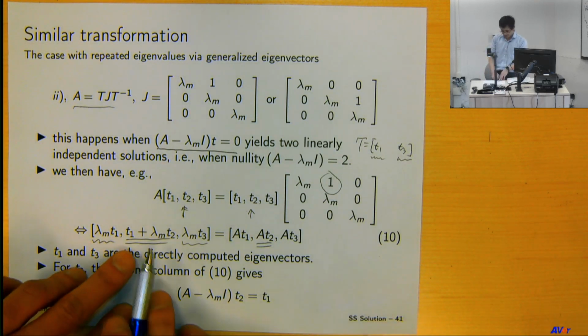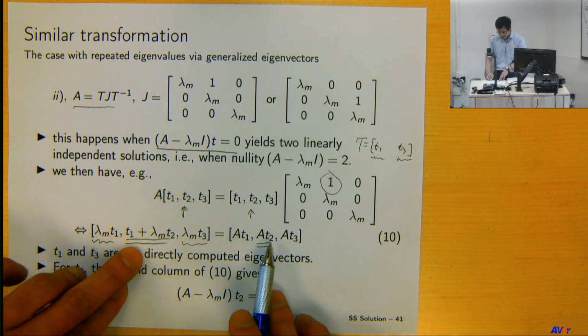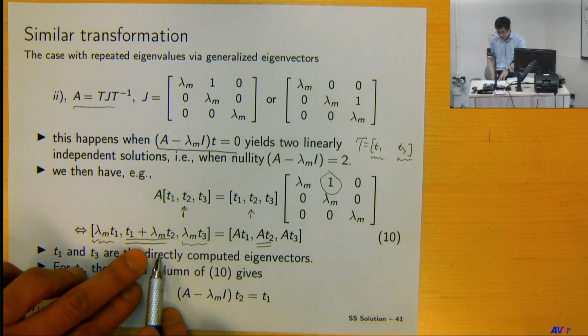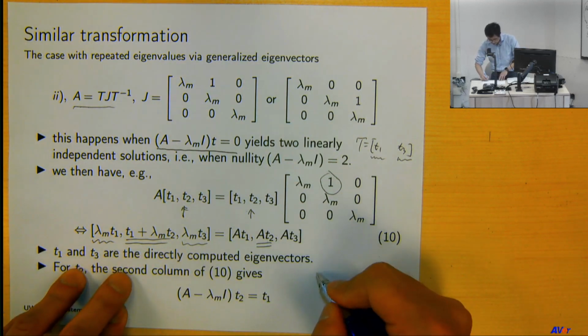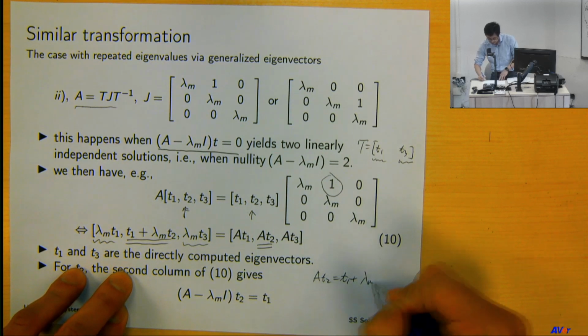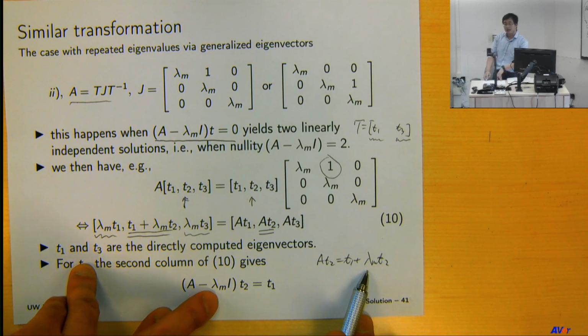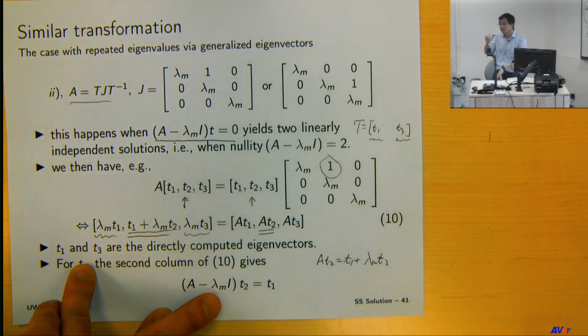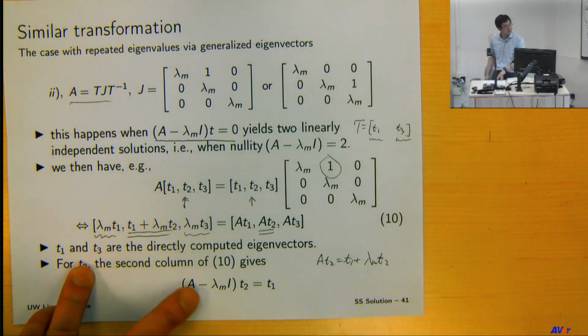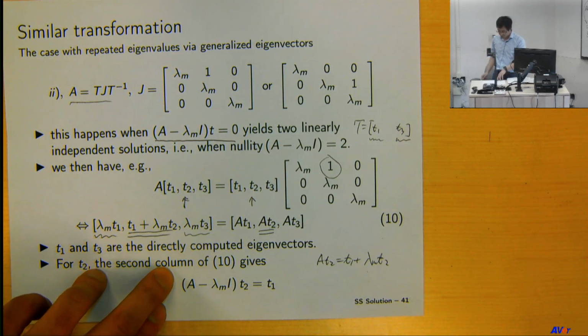So for this T2, you can see what we need, right? You can see that A times T2 must be equal to T1 plus lambda m times T2. So A minus lambda m times I, times T2, must be equal to T1. Yes? Does it matter which eigenvector we get T2 from?